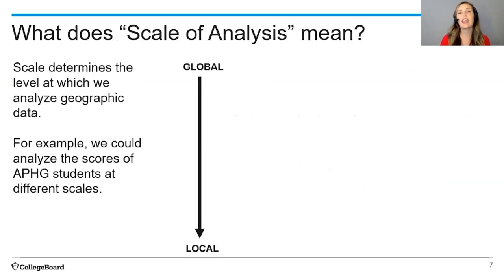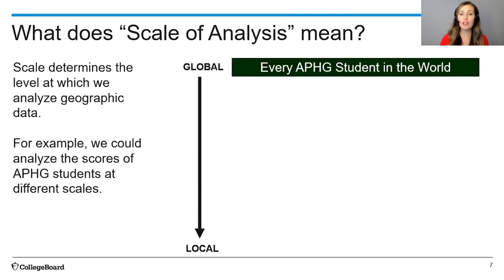So when we ask you to practice scale of analysis, what does that even mean? Well, first, scale determines the level at which we analyze geographic data. For example, we could analyze the scores of AP Human Geography students at many different scales. We could look at a global scale: every AP Human Geography student in the world, we could analyze the data of their scores on that global level.